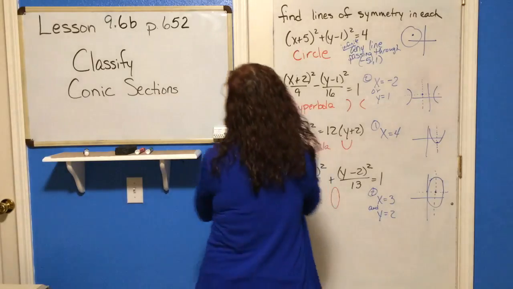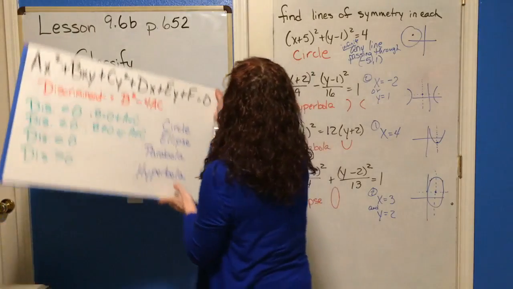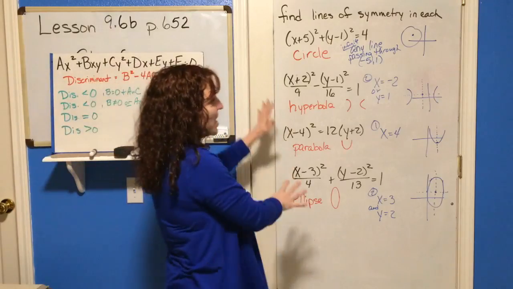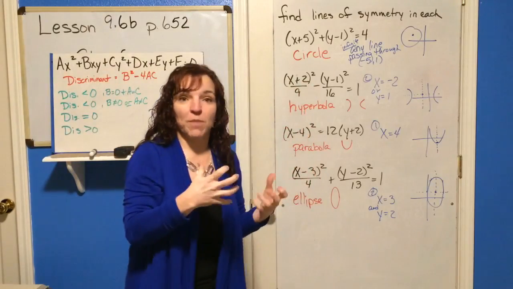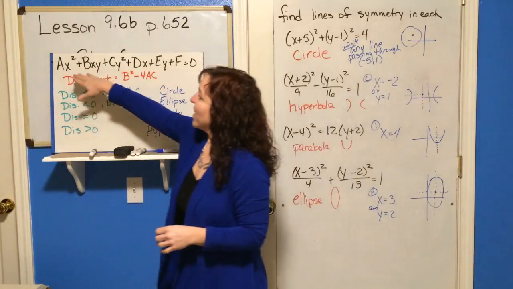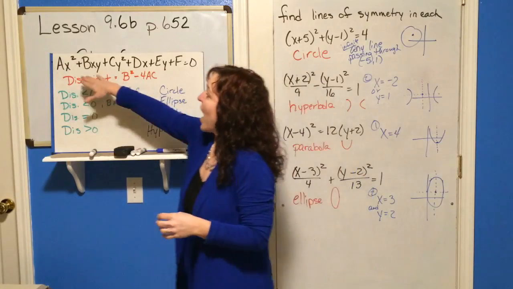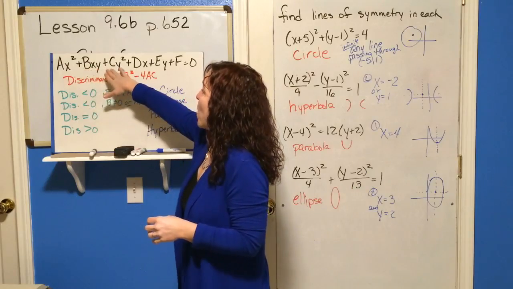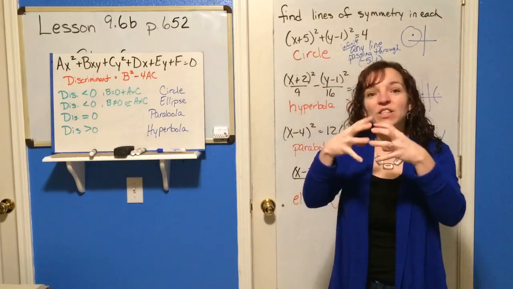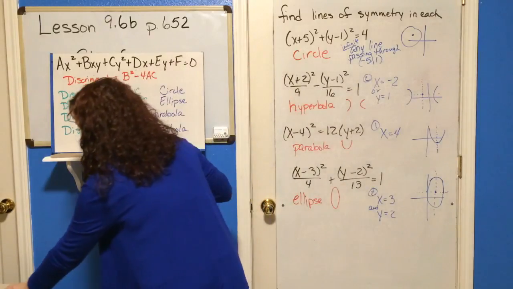Okay, let's move on then to something more difficult. These were all nicely and neatly written in their standard format so that we could quickly and easily identify what shape they are. Well, if you don't have the standard form, then what you're going to end up with is all of these x squares and y squares. And so ax squared plus bxy plus cy squared plus dx plus ey plus f equals 0 is the form of any quadratic or any conic section.